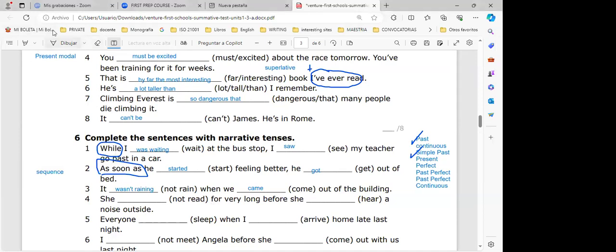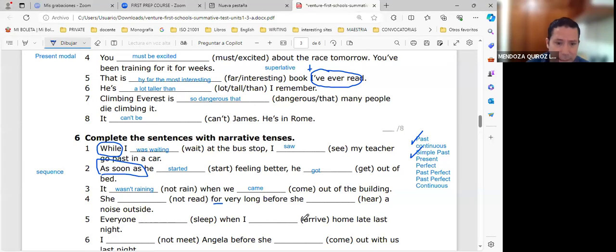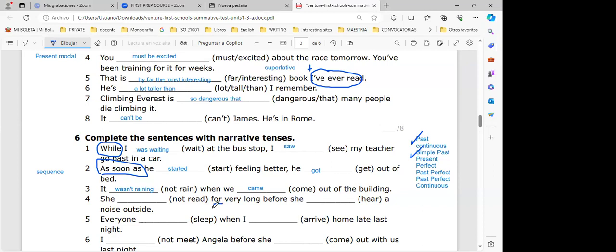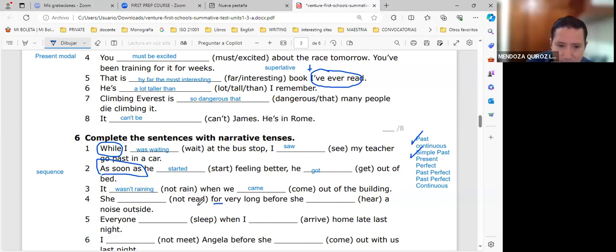Andrea, look, for very long. She wasn't reading for a very long time before she heard a noise outside. She wasn't reading. Yeah, that's a possibility. But if you want to focus, because look at this. If you say she wasn't reading, it's similar to number 1. It's like one activity interrupted the activity in progress. But in this case, there is no interruption because it says before. So here it's okay. Before she heard.